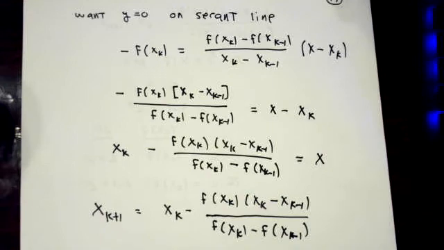Starting off with two estimates for the solution, I will generate more estimates using this formula. This is the secant method. One way you can think of it is as an approximation to Newton's method, except I don't actually need to calculate any derivatives here.